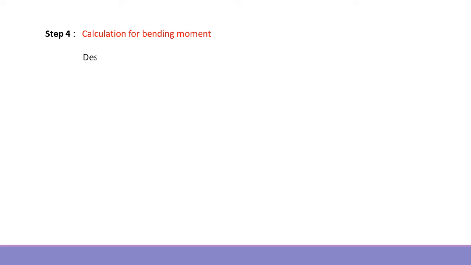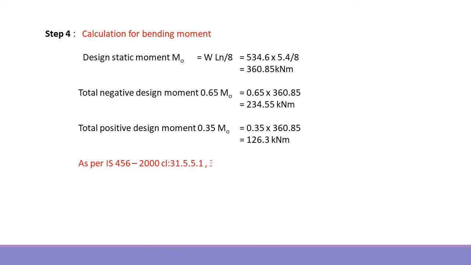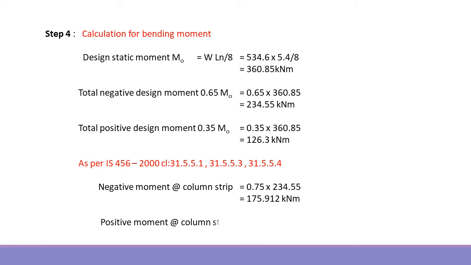Then step number 4, calculation for bending moment. So the design static moment Mo is equal to W Ln by 8. This formula is in our code book, page number 55. So 534.6 into 5.4 divided by 8. We apply the values and get the bending moment.